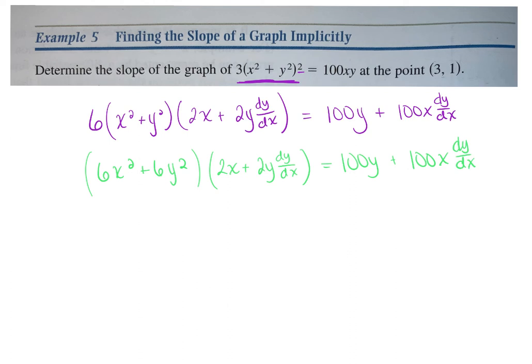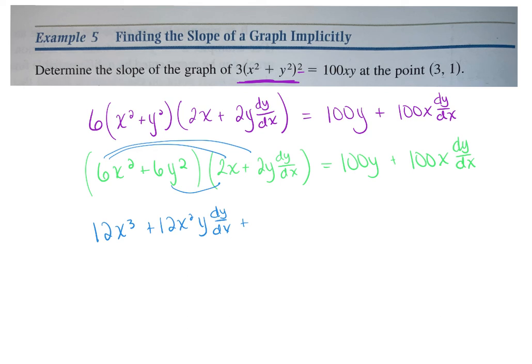So far, so good. FOIL this guy. So we're going to say 6 times 2, that's 12, and my x's are cubed. 6x squared and 2y, that's going to be 12x squared y dy dx. Wait, isn't it 12x squared 2y? No, I multiplied the 6 and the 2 to make it a 12.